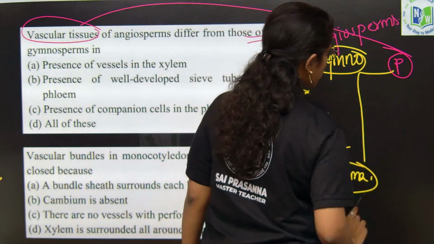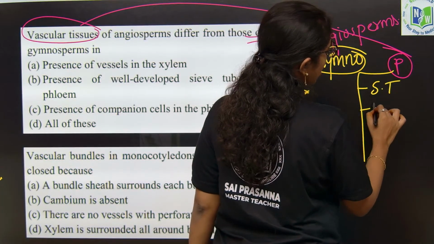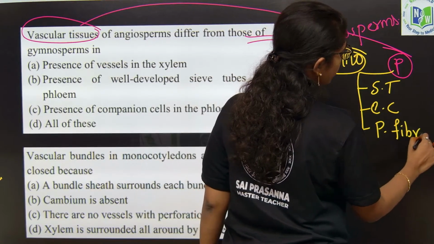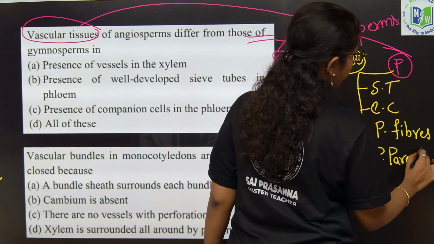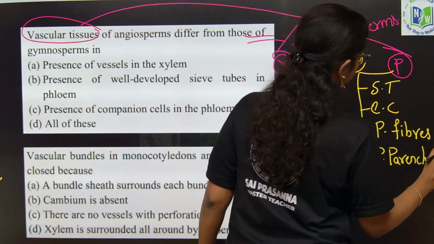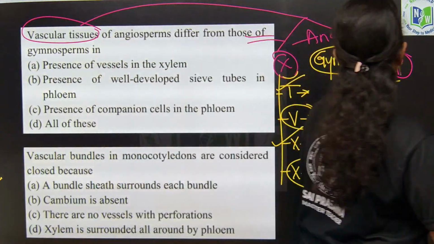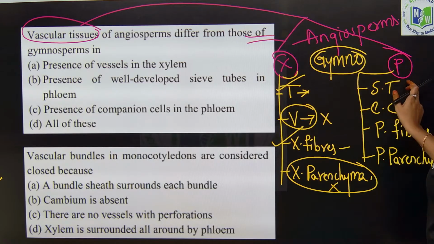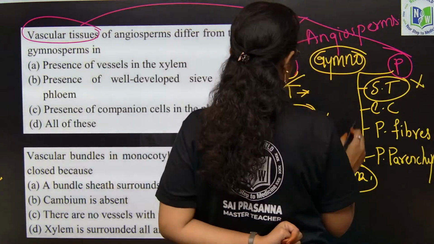In angiosperms, phloem tissue is composed of sieve tubes, companion cells, phloem fibers and phloem parenchyma. So here in phloem tissue, sieve tubes, companion cells, phloem fibers and phloem parenchyma are present in angiosperms. In gymnosperms, sieve tubes are not present, whereas sieve cells are present.